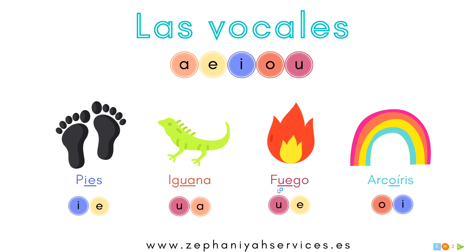Muy bien. Let's try this one. O, I. Ar, co, i. You see, you've got to emphasize this letter. Arcoiris. Now, let's speed it up. Arcoiris. Now, you try. Excellent. Muy bien.